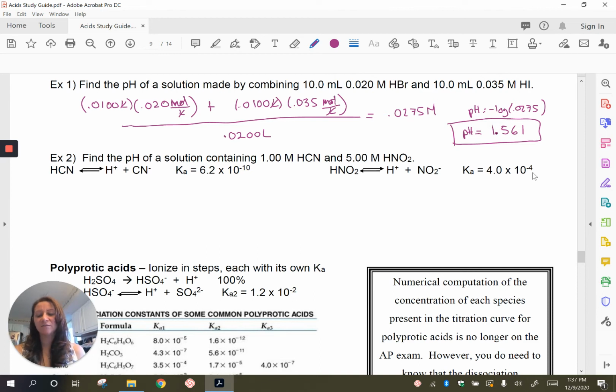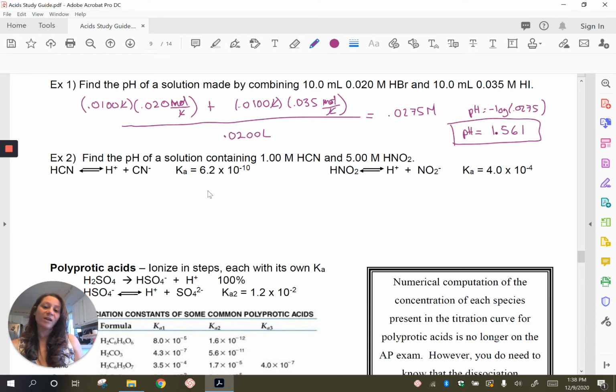Now since these are weak, you're going to need an ice chart, right? So you could do an ice chart for HCN, an ice chart for HNO2, figure out the moles of H+ that you end up with from here, figure out the moles of the H+ that you end up with from here, add them together, divide by the total volume, similar to that last step here. Or if you look at the Ka values, you'll see that this is 10 to the negative 10th, this one is 10 to the negative 4th. This is huge. This is really, really big compared to this one, right? Or this is super small, it's negligible compared to this one.